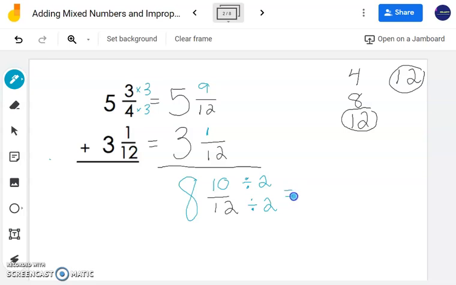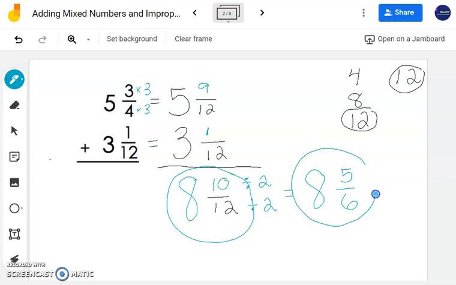So if I do that, my whole number is going to remain the same. 10 divided by 2 is 5, and 12 divided by 2 is 6. Now, 8 5/6 is equivalent to 8 10/12. Both 8 10/12 and 8 5/6 are correct answers.